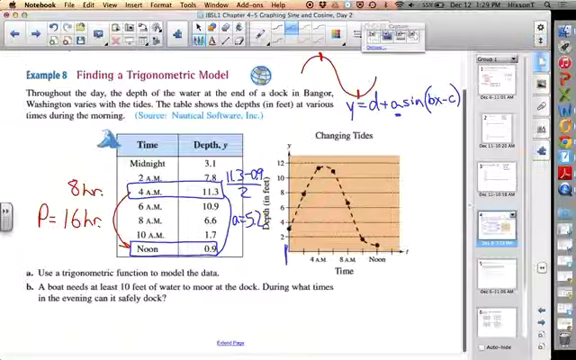And then do you put 2 pi backwards to get the B? Is it period 2 pi over B? Yes. Your period 16 is 2 pi divided by B. So that means B is going to equal 1/8 pi.